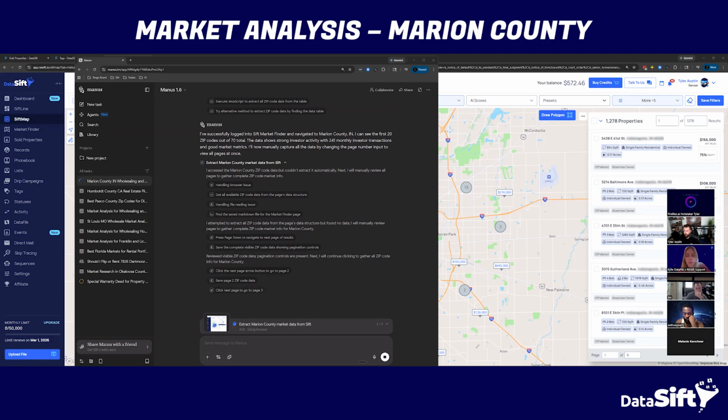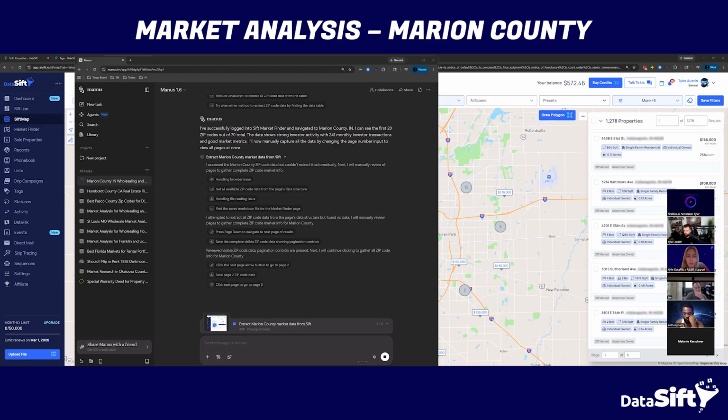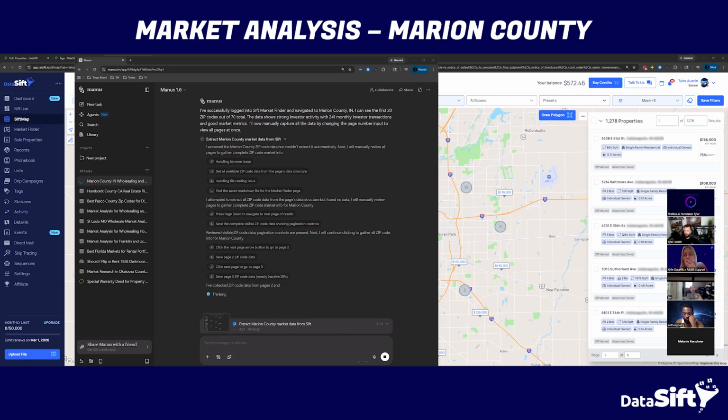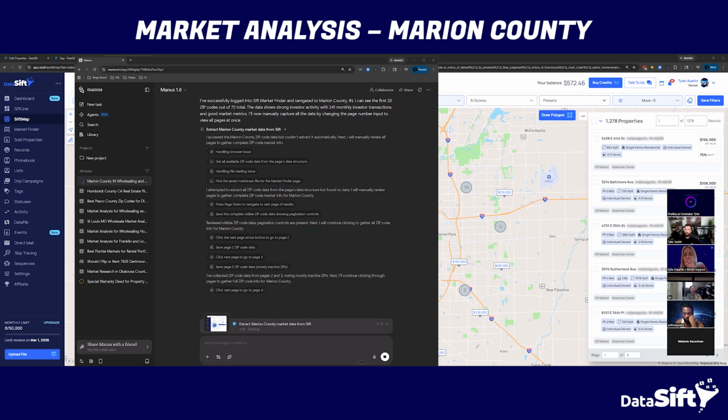It's creating page 3 for us on the zip code data. It's removing all of the zip codes that are bad. Suspense is killing me.